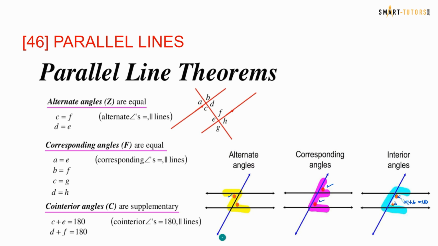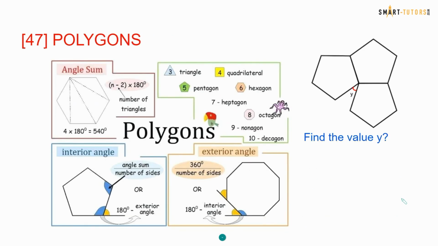And Z shape is this angle equals this angle. So you must be familiar with the names for reasoning. You must write the answer with a reason to get the full marks. So alternate angles are always a Z shape, corresponding angles are an F shape, and co-interior angles add up together to 180. Topic 47 is polygons.